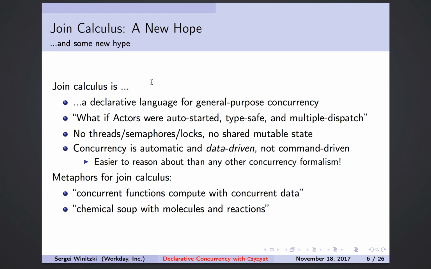I find two metaphors helpful for learning about the joint calculus or chemical machine paradigm. One metaphor is that it is about concurrent functions that compute with concurrent data. And the other metaphor is a chemical soup with molecules and reactions. I will now explore both of these metaphors and show you that they are equivalent.